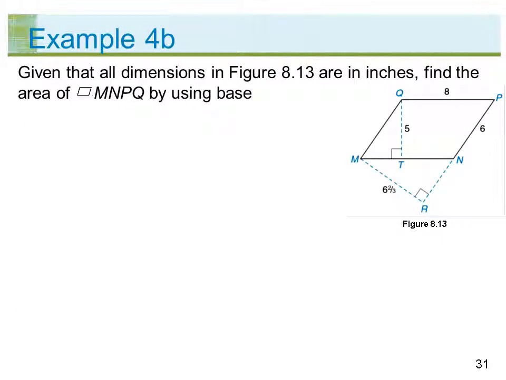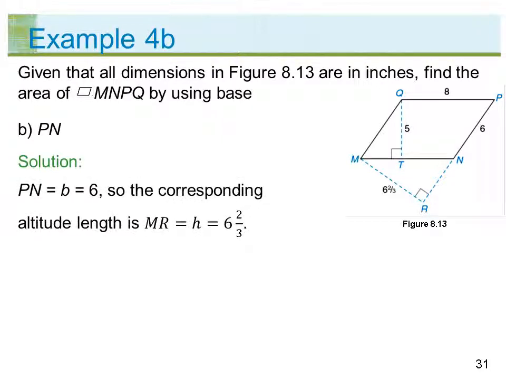Given that all dimensions in Figure 8.13 are in inches, find the area of parallelogram MNPQ by using base b, length PN. Solution: length PN equals b, which equals 6. So the corresponding altitude length is length MR, which equals h, which equals 6 2/3. Then area equals 6 times 6 2/3 inches squared. This is equal to 6 times 20/3 inches squared. Area equals 40 inches squared.